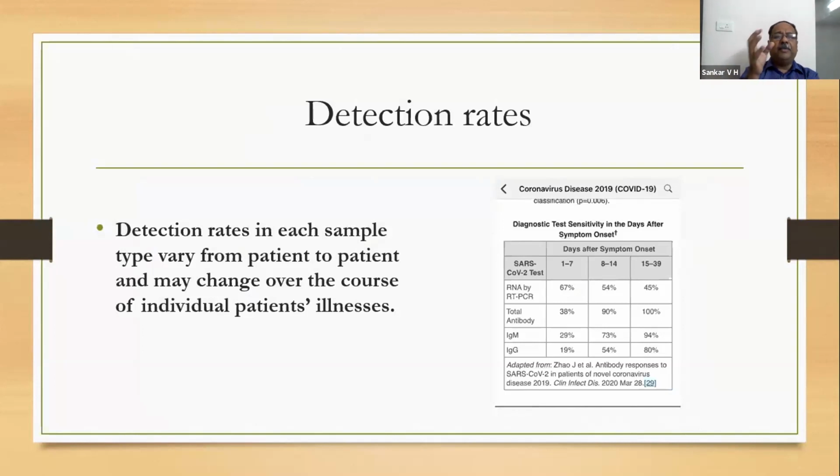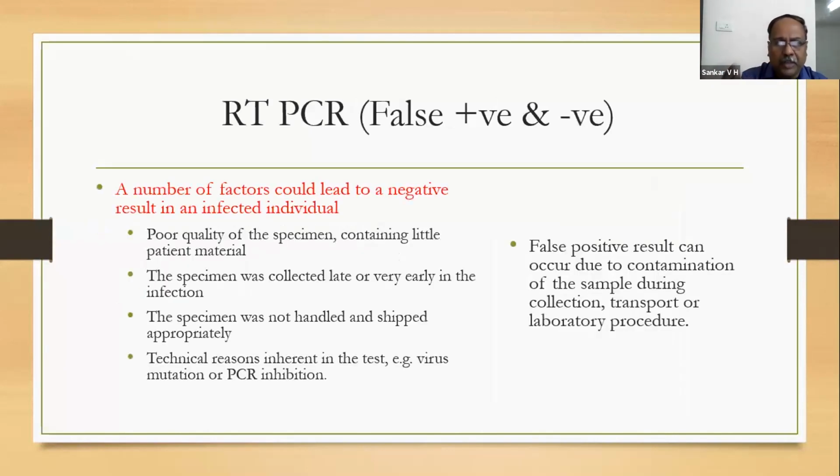Detection rates in each sample type vary from patient to patient and may change over the course of the individual patient's illness, whether you take the sample early or late. But in general, for RT-PCR in the first 1 to 7 days, the detection rate is somewhere around 65 to 70%. Still, it is not 100%. That's the most important thing. People feel that if RT-PCR is positive, it is coronavirus, and if it is negative, it is not at all. It's not like that, because sensitivity is somewhere around 65 to 70%, even in 1 to 7 days, because there are so many false positives as well as false negatives.